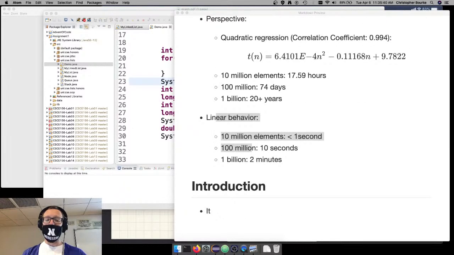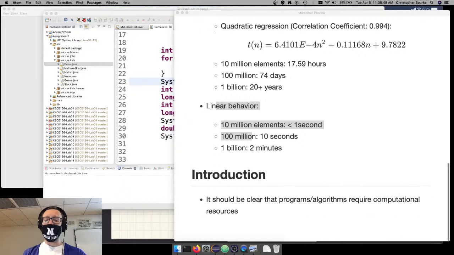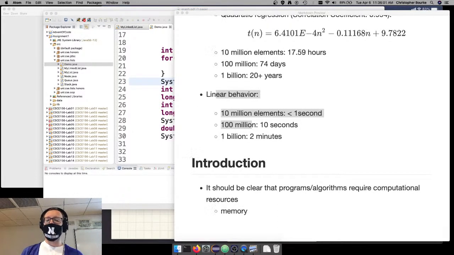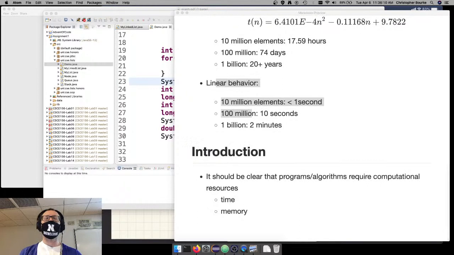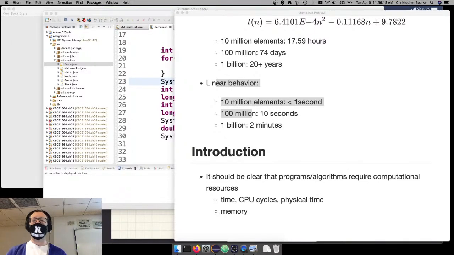It should be clear that programs, algorithms, require computational resources. So, give me one resource, one obvious resource. Memory, okay, memory. We just ran out of some, right? What else? What was I measuring just now? Time, right? CPU cycles, right? Physical time, etc. What else though? Think about your phone. What's the bottleneck on your phone?